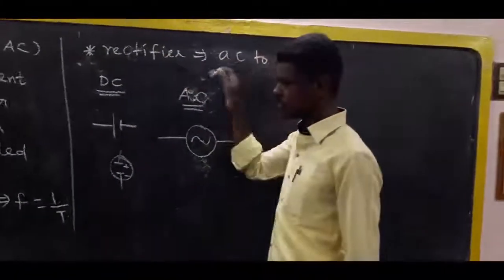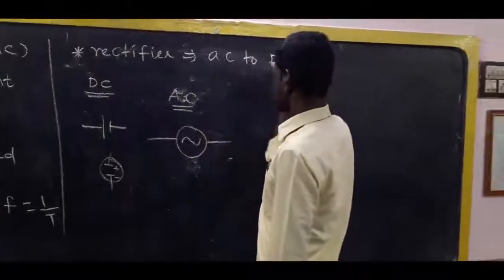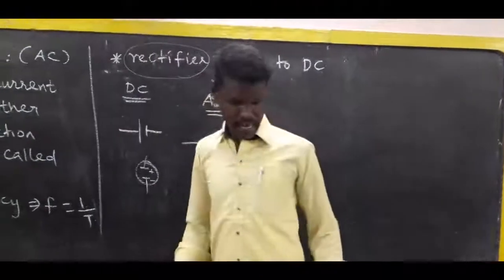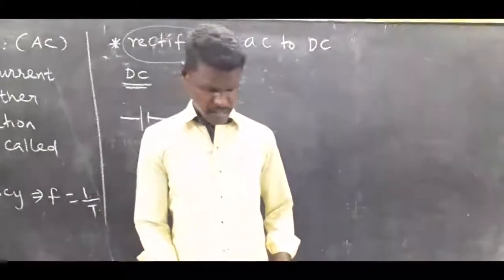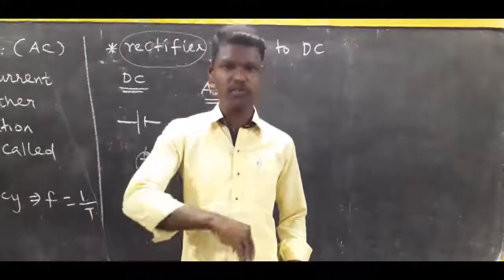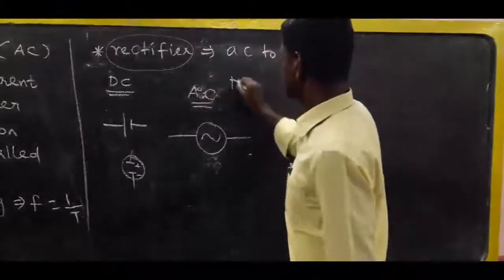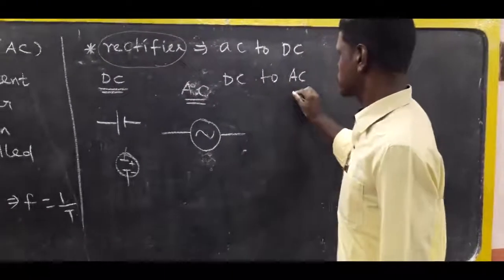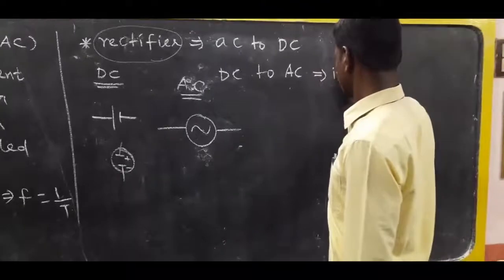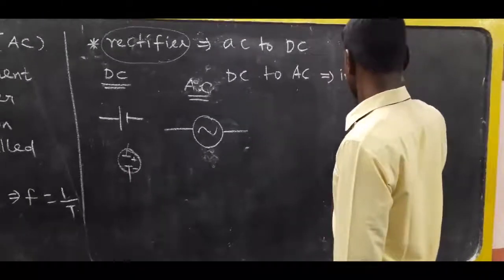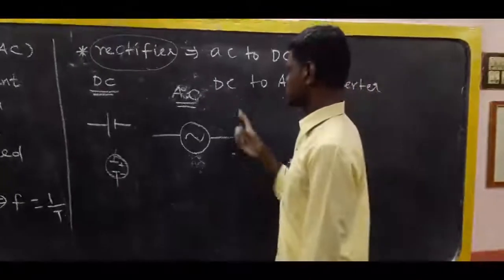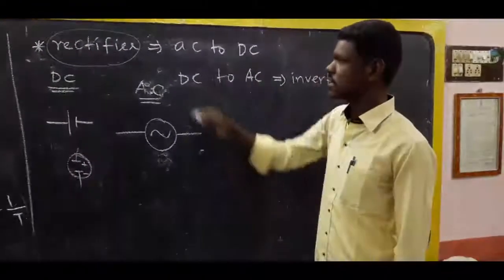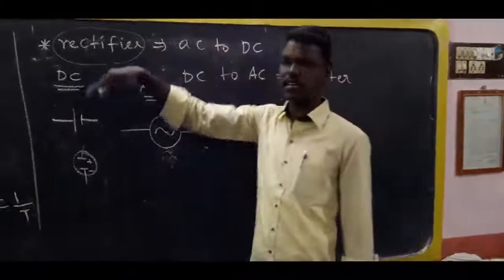Because alternating current varies, when we take direct current from it, we are using the rectifier. Then another device is used to convert DC into AC. The one we use at home is the inverter. So converting DC to AC is the inverter, and AC to DC is the rectifier.